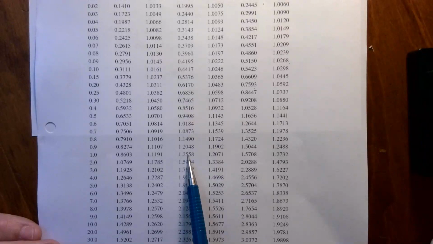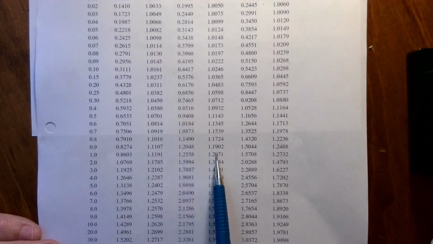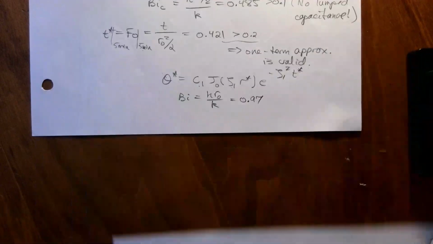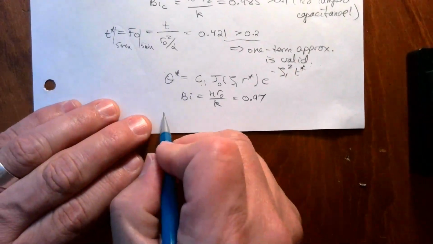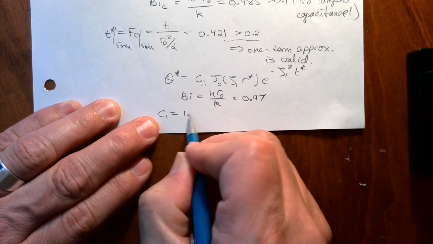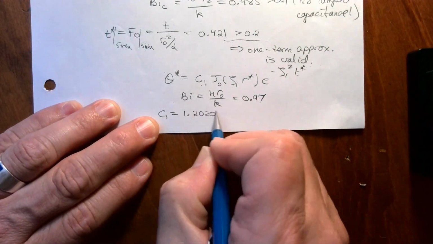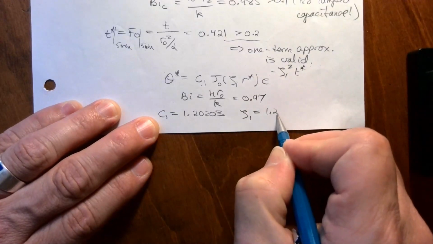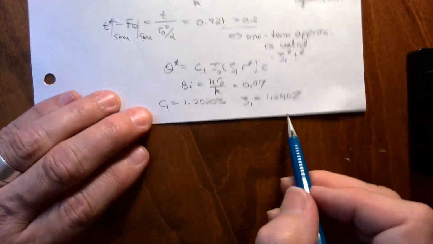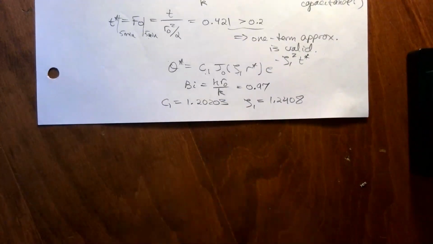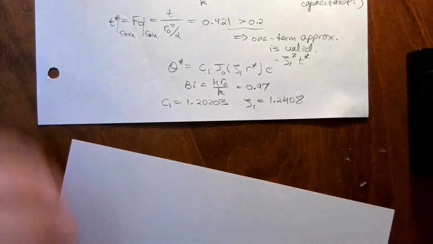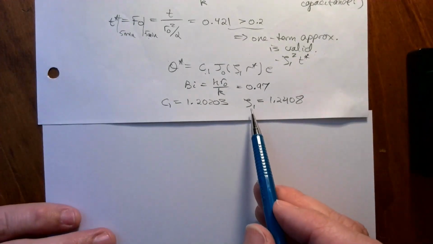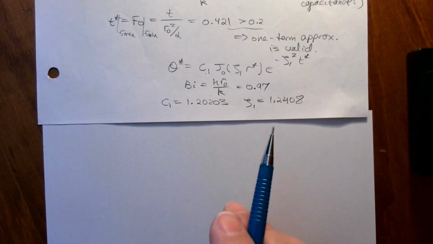So zeta 1 is going to be somewhere between 1.2 and 1.25. C1 is going to be somewhere between 1.1 and 1.2. After I perform the interpolation, I get C1 is equal to 1.20203. Zeta 1 is equal to 1.2408. So this is a good example to show how these numbers can actually end up being very, very close. So be careful to keep those separate appropriately.